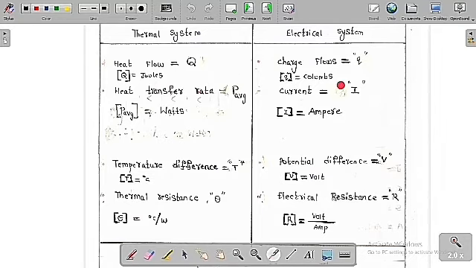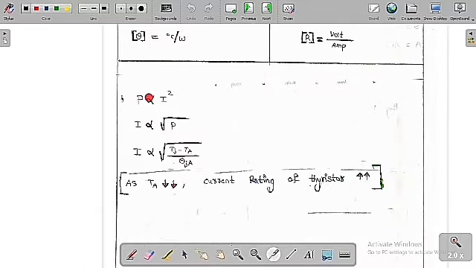So heat flow means capital Q, charge flow means small q. Heat transfer rate or average power means capital P average. The current flow means current I. Always P is directly proportional to I square, so I is directly proportional to under root over P. So I is directly proportional to root of P, which is nothing but Tj minus Ta by theta Ja. So as Ta decreases, this overall value increases. Therefore the current rating of the thyristor increases.